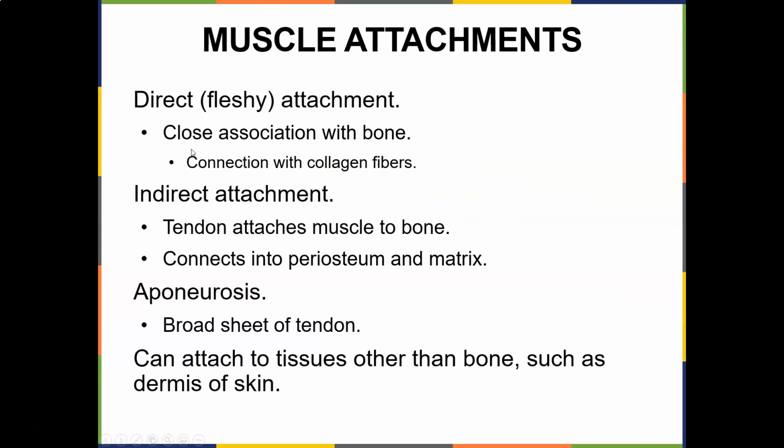So now muscle attachments, direct fleshy attachment. We have a close association with bone. Indirect attachment, tendons attach muscle to bone, connecting into the periosteum and matrix. You have the aponeurosis, which is a broad sheet of tendon, can attach to tissues other than bone, such as the dermis of skin. So muscles can attach directly, indirectly, through an aponeurosis, or at the skin.